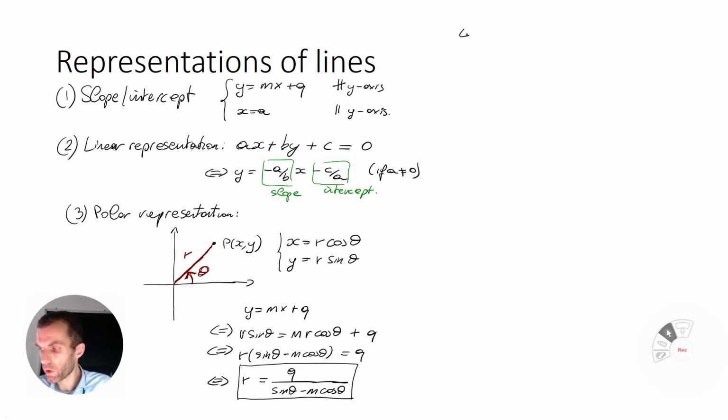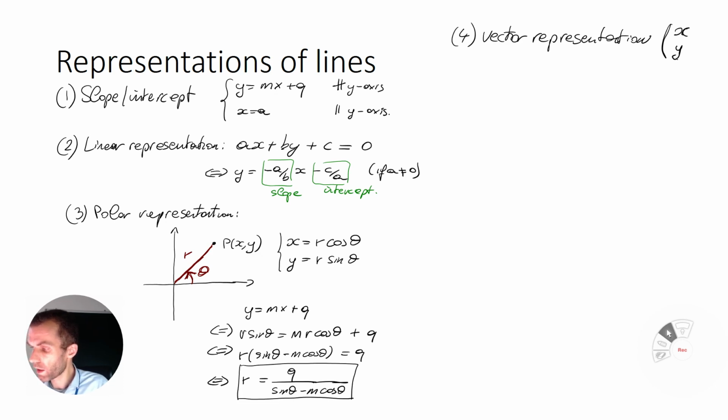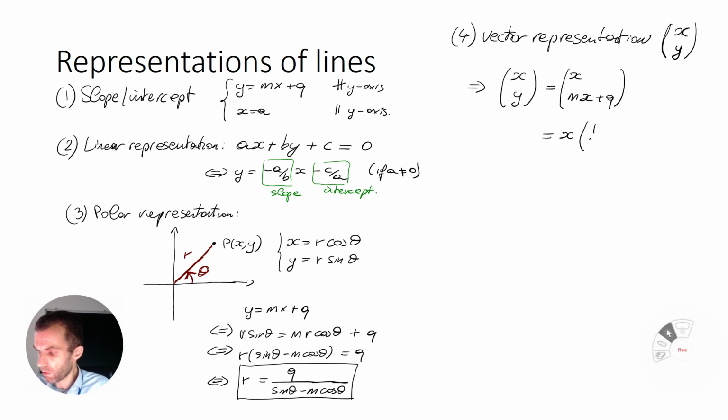And then last, for the sake of completeness, there's also a vector representation where we write the point on the line, point P, as a vector in 2 dimensions with coordinates x and y. And so here the equation of the line becomes (x, y) is, well, x is x, y is mx plus q. So you can also write that as x times the vector (1, m) plus the vector (0, q).